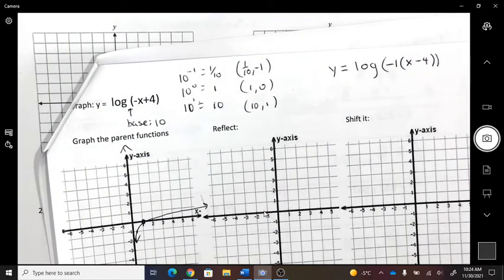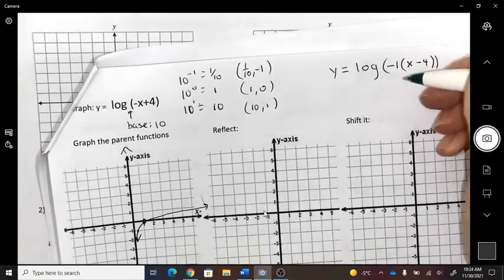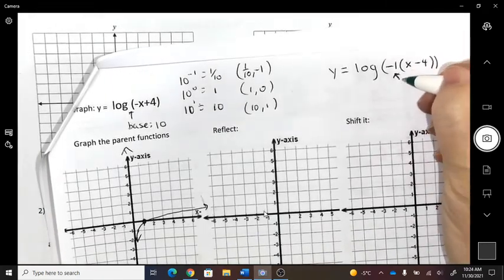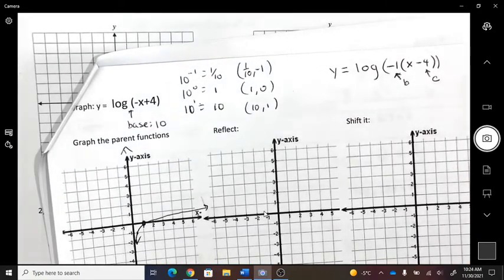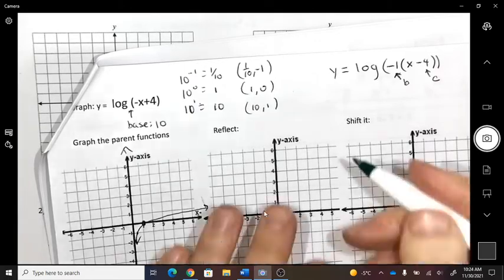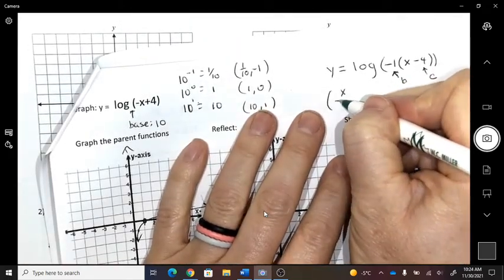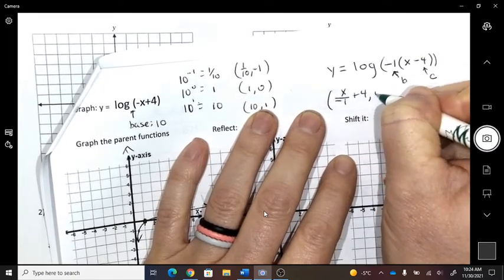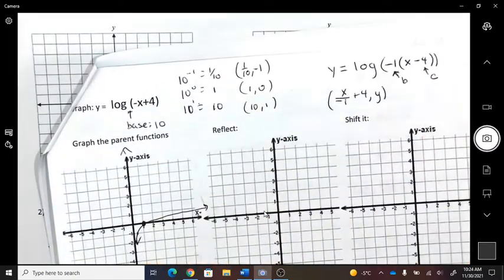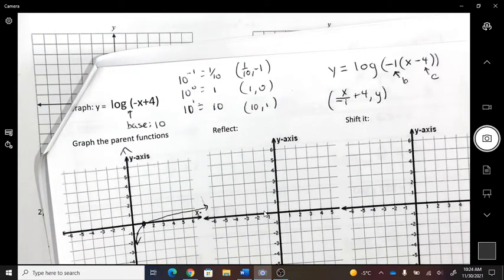Okay, now we can talk about what happened. So what kinds of letters do I have here? This is a B, and this is a C. So I'm going to go x divided by -1 plus 4, and then there's nothing to do with the y's. Okay? Remember all that ABCD stuff.